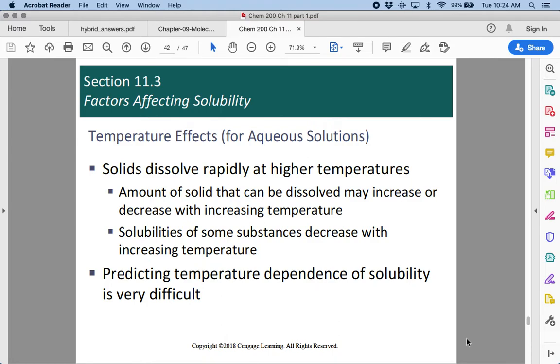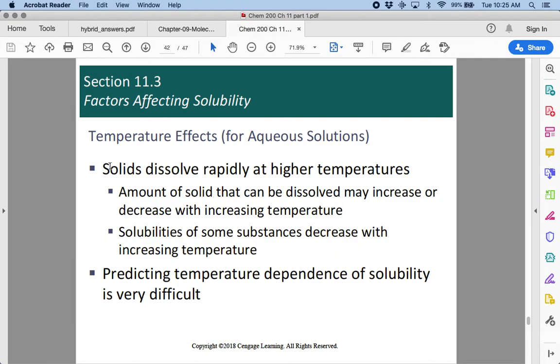Just like with all of our gas behaviors, temperature is also something that affects gases and their solubility, but we'll also see this in solids. Solids and gases will have an inverse solubility effect with temperature. Solids will dissolve more rapidly at higher temperatures. Gases will be less soluble at higher temperatures in liquids.